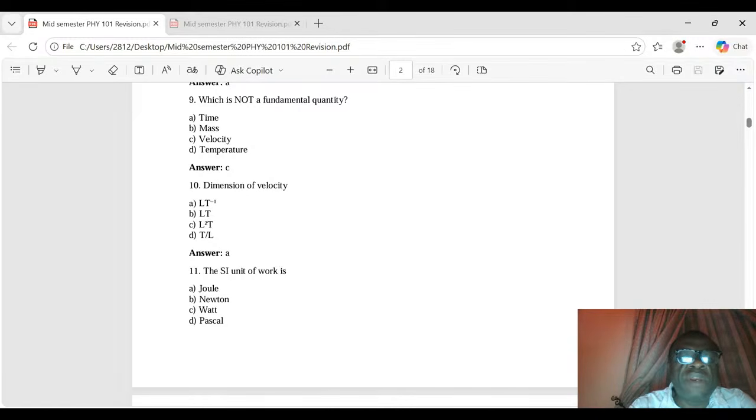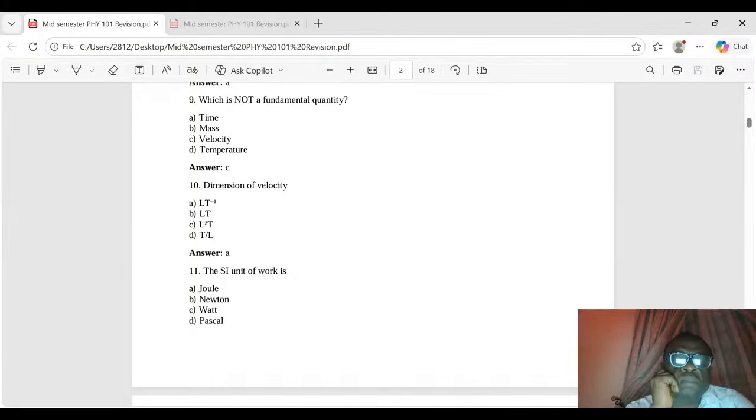Question 10. The dimension of velocity is: LT, LT raised to power minus 1, L square T, and L over T. For us to know the dimension, you must know either the unit or the formula. So what is the unit of velocity? Meters per second. Meters is the length divided by the time, which is second. So by the time you take the inverse, it is LT raised to power minus 1. So A is the correct option.